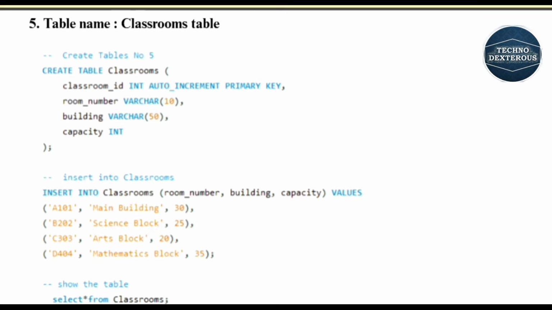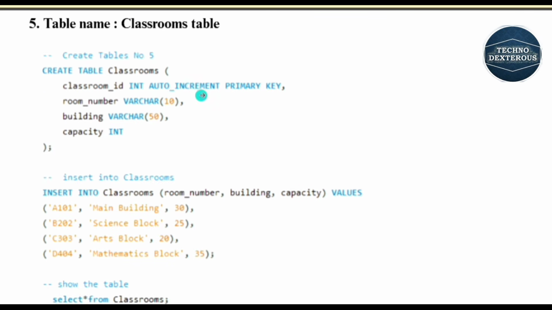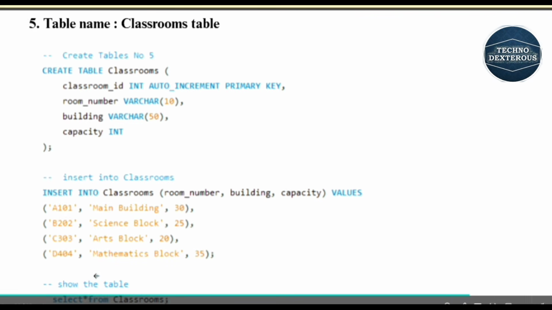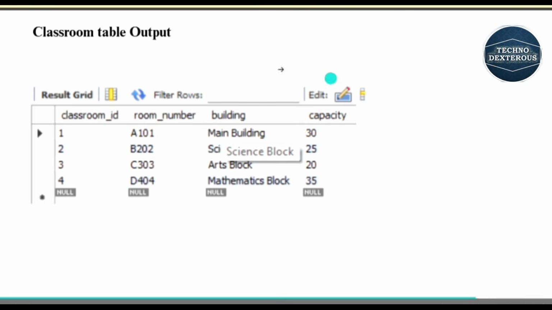Then the classroom table. Here is a classroom ID, auto increment, and room number, building, capacity. Insert into classroom. Here are various fields of a classroom and values. Here we are inserting the values of the class into the classroom table, and here is the result of the classroom table we can see.